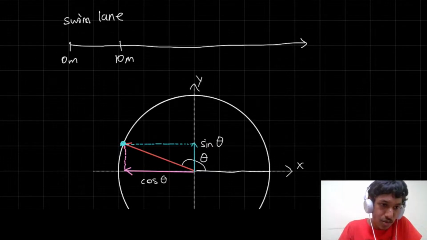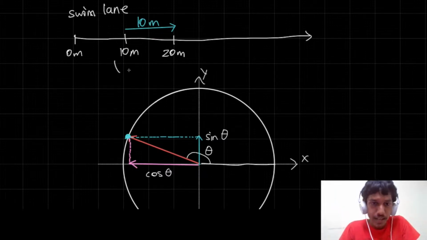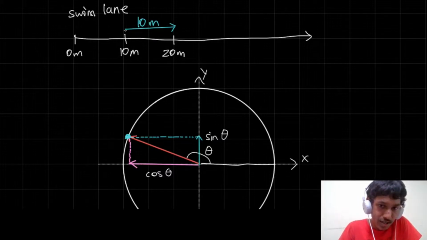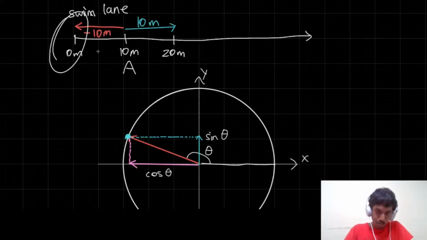Now, if I tell you swim plus 10 meters, you're going to swim this distance, which is going to be 10 meters. And then you will arrive at this other point, which is 20 meters away from the edge, right? Fair enough. And if you swim minus 10 meters from this point right here, the 10-meter line, let's call this point A. So swimming 10 meters from point A gets you here. Minus 10 meters from point A gets you back at the edge of the pool, right? So minus just means go back the other way.